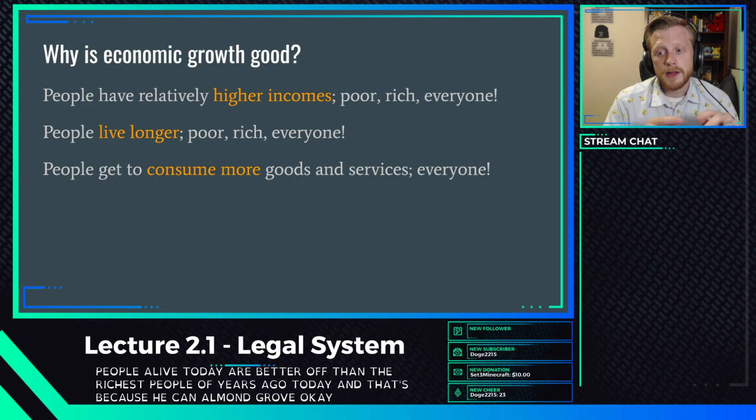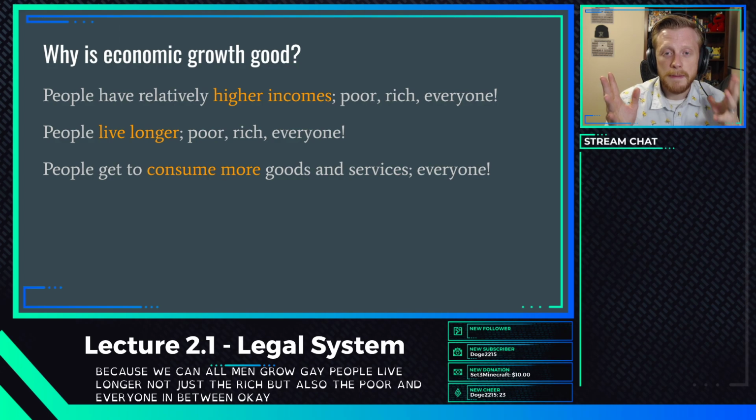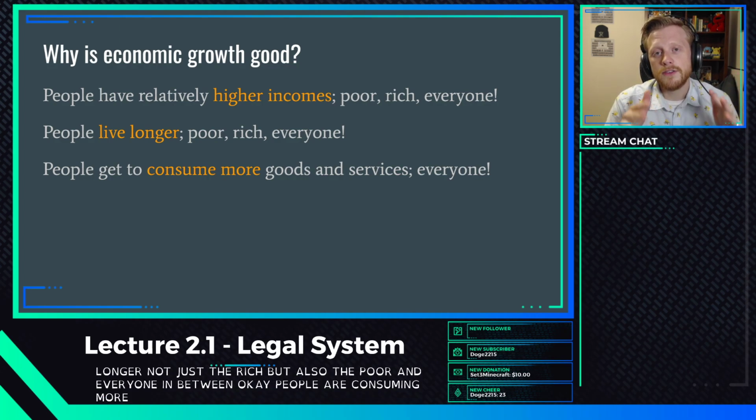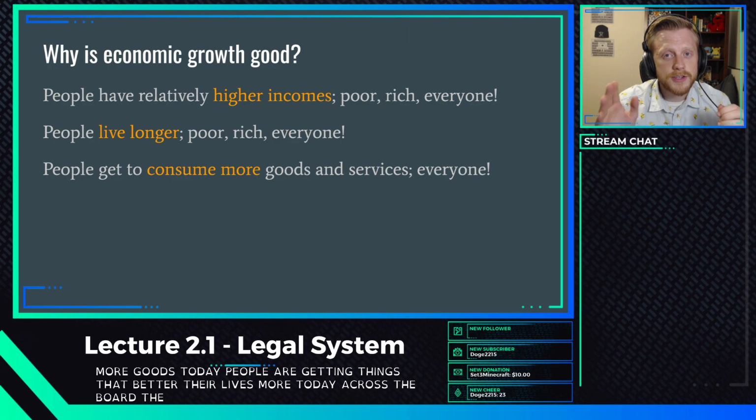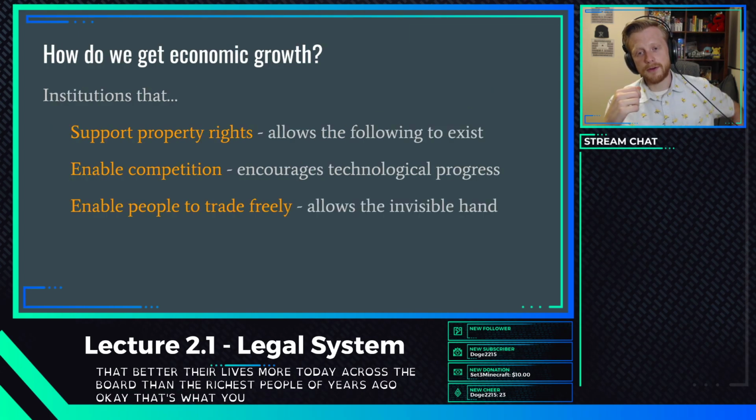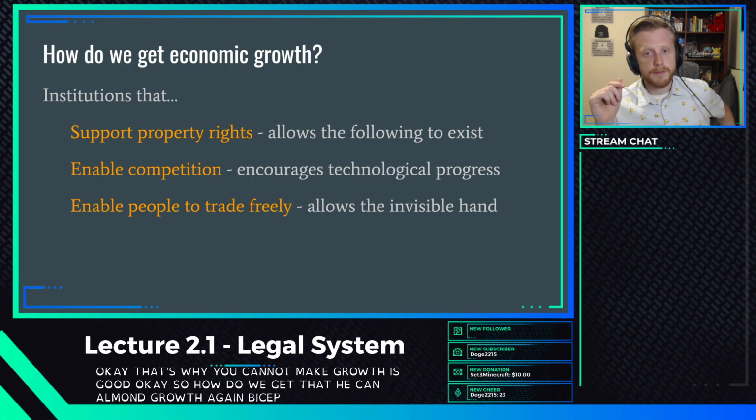Okay, people live longer, not just the rich, but also the poor and everyone in between. Okay, people are consuming more goods today. People are getting things that better their lives more today across the board than the richest people of years ago. Okay, that's why economic growth is good. Okay, so how do we get that economic growth? Again, by supporting property rights.